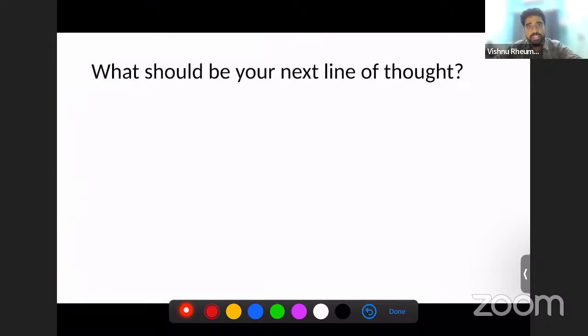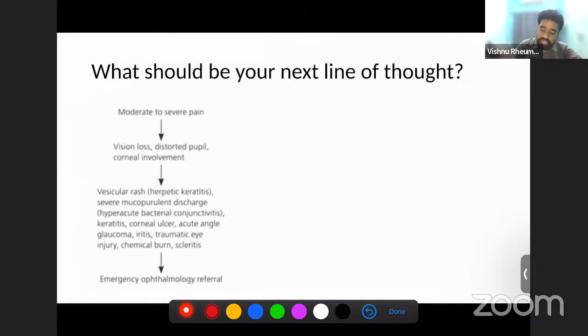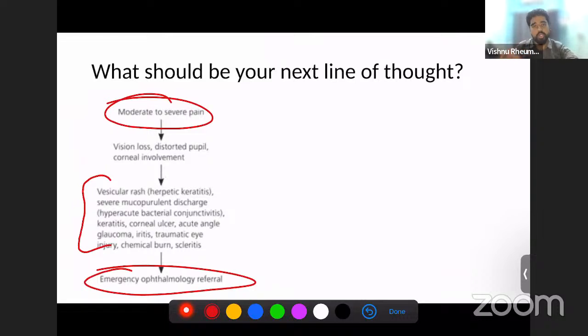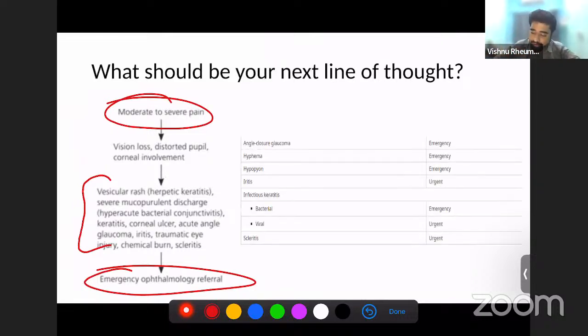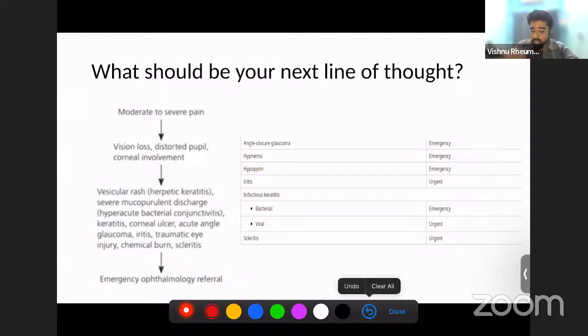Once you have a patient who has red eye and comes to you with moderate to severe pain, you should ask certain questions, then look for certain differentials, and then decide whether or not to give an emergency ophthalmology referral. So this is an overview. Again, we'll go through the chapter as we go. You'll understand why each of these needs an emergent or an urgent referral. But this is something that you should remember at the outset itself.